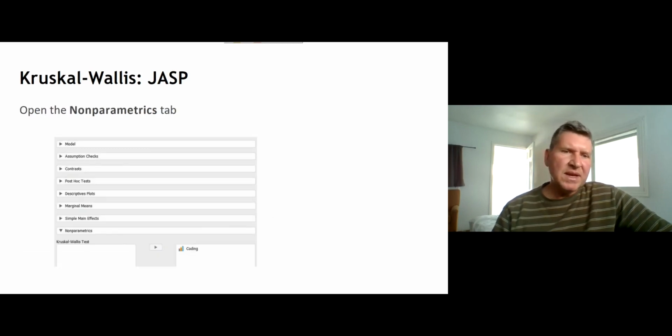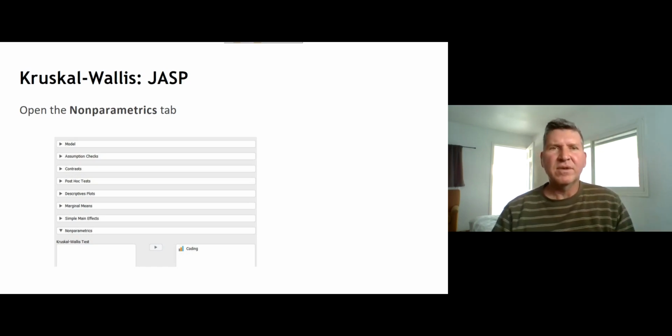So to do this, we need to open the non-parametrics tab. The non-parametrics tab is down below in JASP. And then you would use the Kruskal-Wallis test, and then you would use coding to break it into different groups.